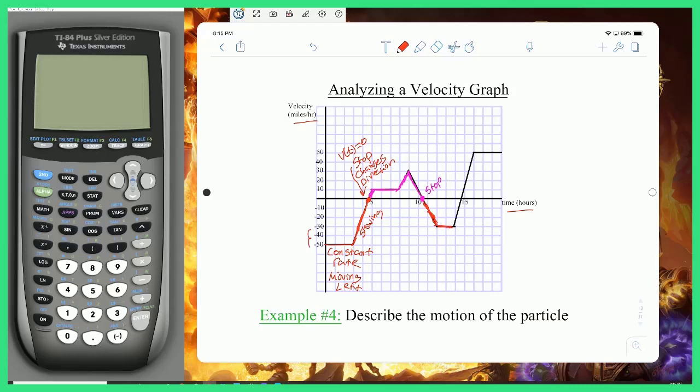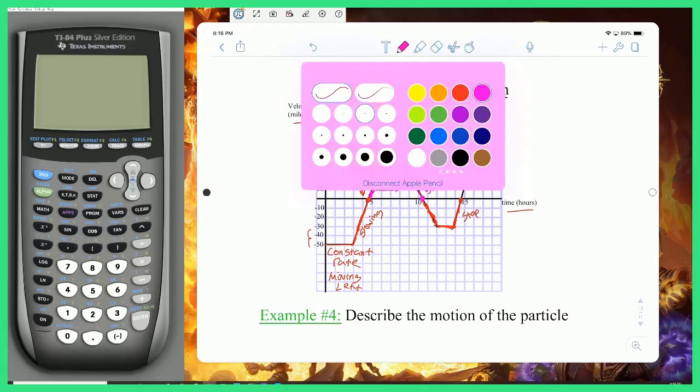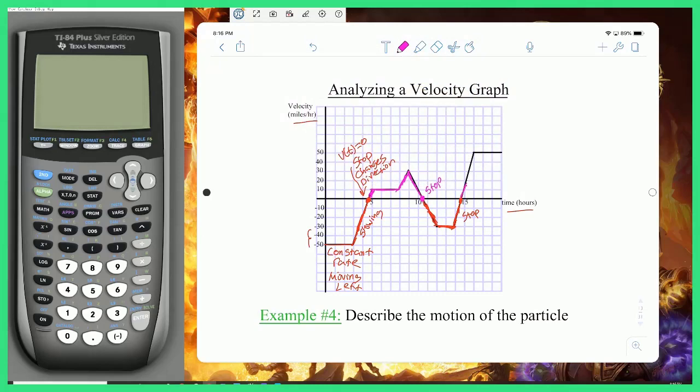Here, I'm going at a constant rate of change, still moving left. Here I'm going to start decreasing my speed, decreasing my speed. Bam. We stop right here. And then we continue on. We're now moving right at an increasing speed, and we are now constant moving right for the end of the problem.